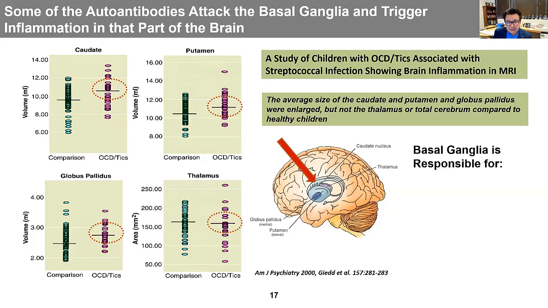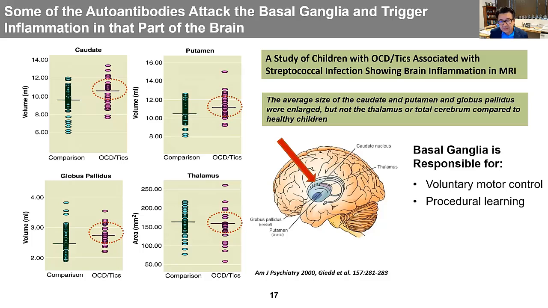But if you look at the grouping and the tendency, there is inflammation in the caudate, the putamen, and the globus pallidus. You can see in patients with OCD and tics that were triggered by a strep infection, they have inflammatory indications, whereas not in the thalamus, which is not in the basal ganglia. And interestingly, if you'll note, the function of the basal ganglia is responsible for voluntary motor movement. Hence, you can see the potential correlation with tics.